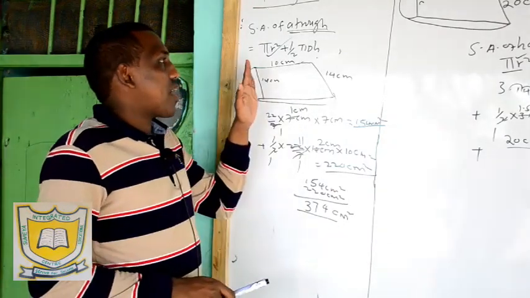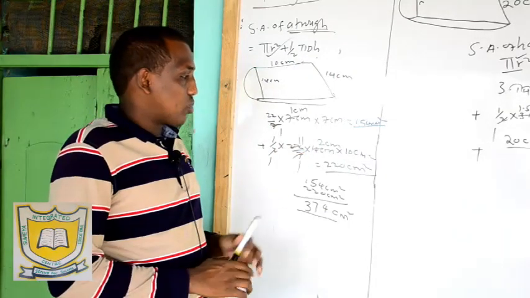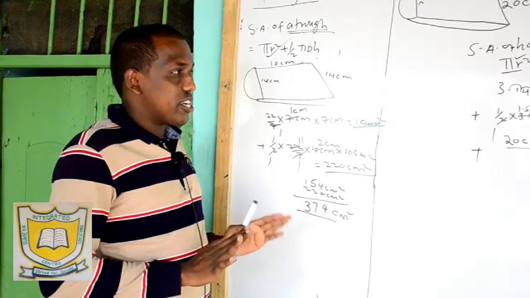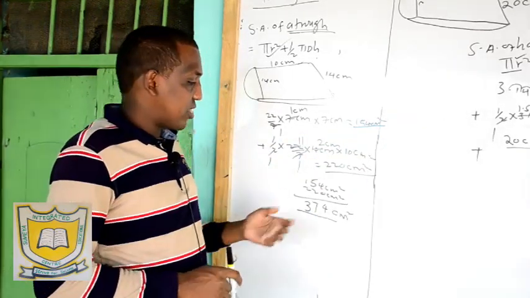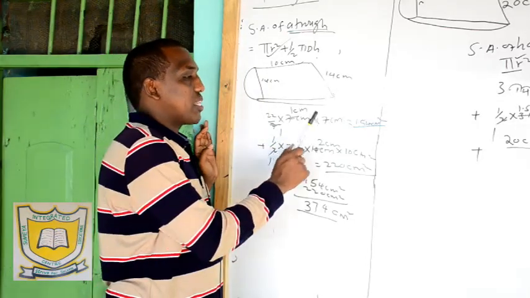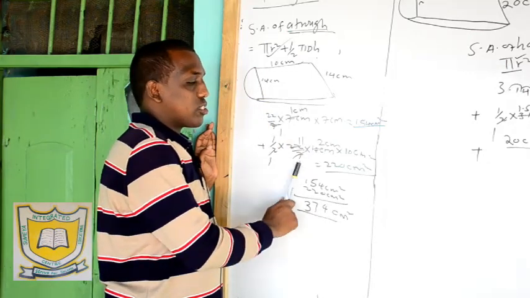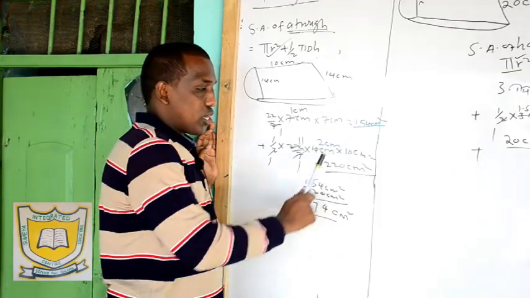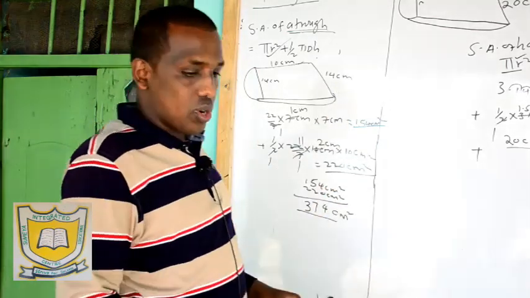So the formula is πr². The difference is the other one had plus πdh, but this one has no πdh. So it is πr² plus ½πdh. If you have understood the first one, this one is very easy. So πr², 22 over 7 times 7 times 7, you get 154. A half times 22/7 times 14, the diameter, times 10, you will get 220. 154 plus 220, you will get 374 centimeter squared. That is how we solve it.